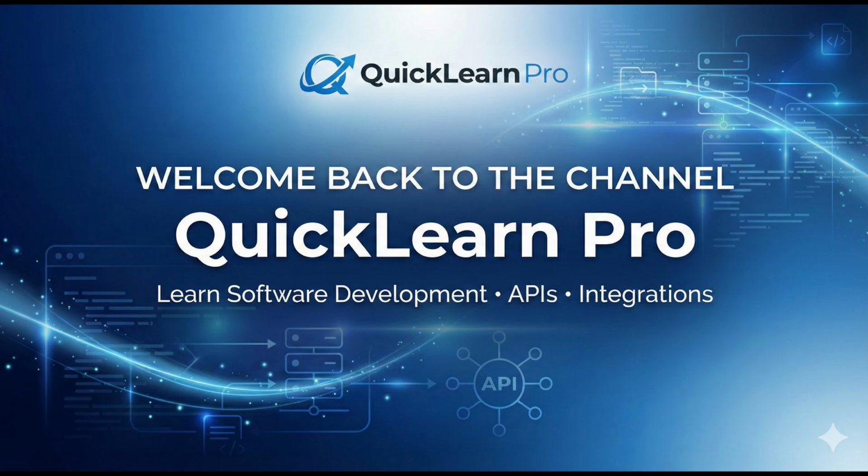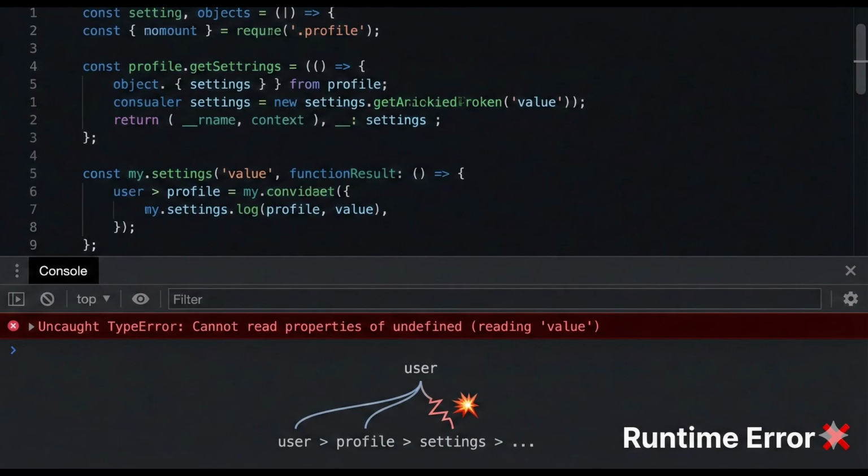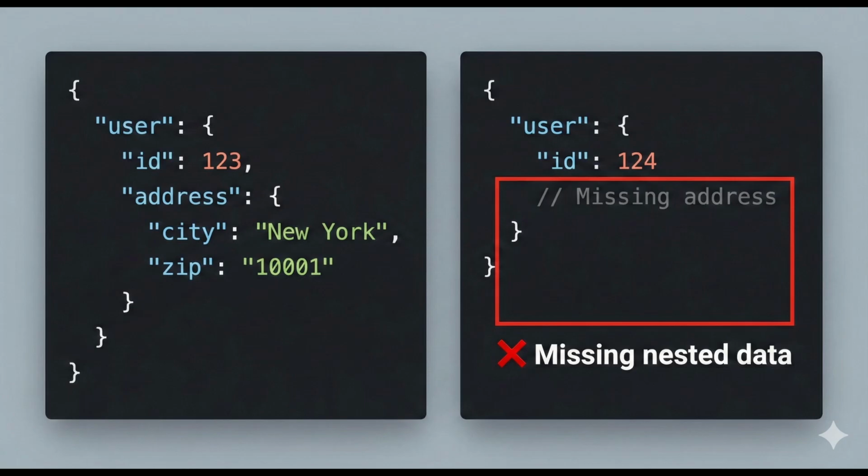Quick question. Have you ever opened the console and seen that lovely red error saying cannot read properties of undefined? Yeah, one missing object and suddenly your app just crashes. This usually happens when you're accessing deep object data, especially from APIs. You expect something to exist, but one level is missing and boom, runtime error.